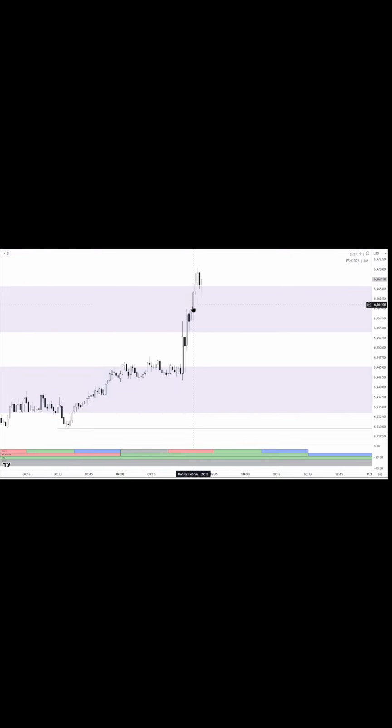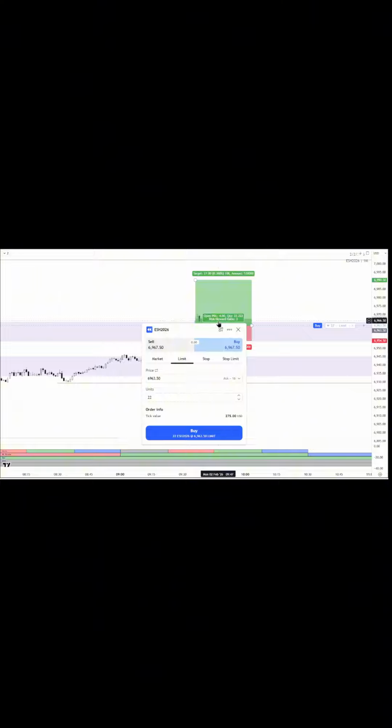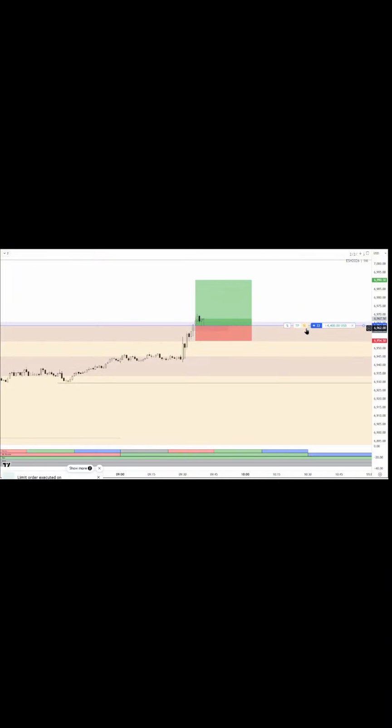Over here, I can see a fair value gap is inside of here. So I'm going to put my entry on that fair value gap right there. And I'm going to aim for a risk reward of 1:3. And then we're going to see what then happens. And just like that, my risk reward is hit.